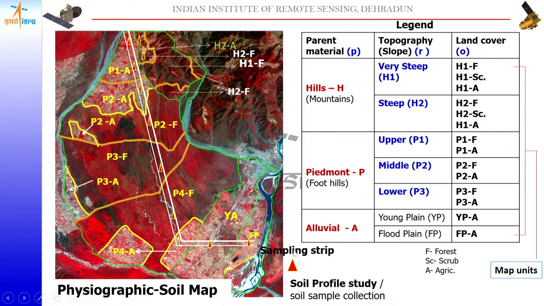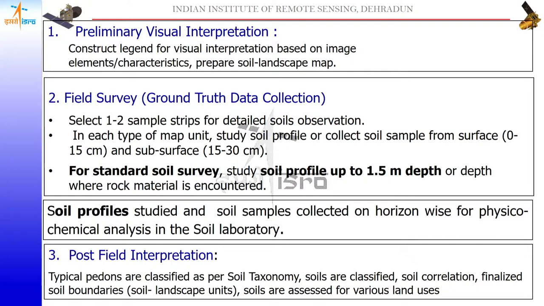And now we go to the field for sampling. We make one sampling strip which comes across all the landscape units, and we study the soil only in the sample strip area. The sample strip area we take along the road. Just from the road, 500 meters on both sides, we can take the samples. We study the soil profile.